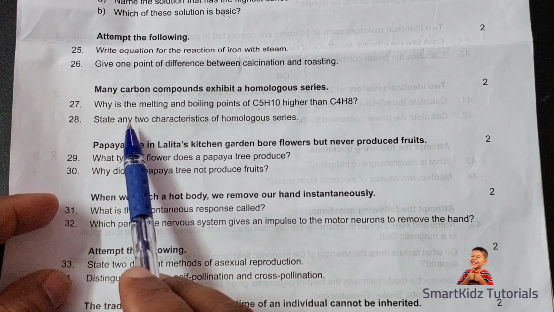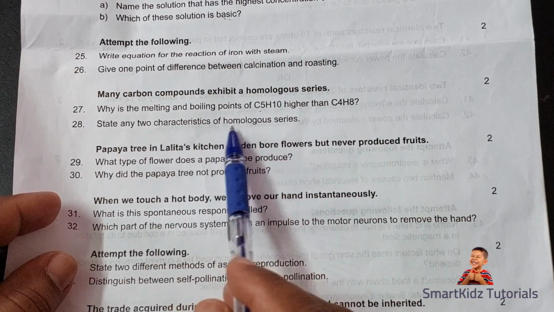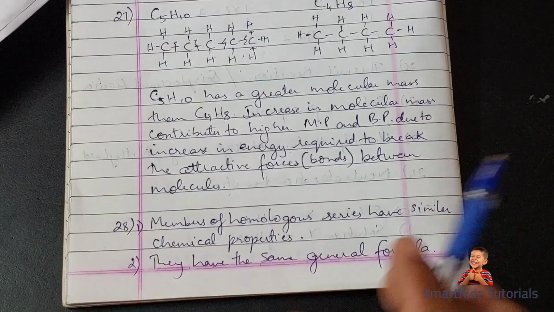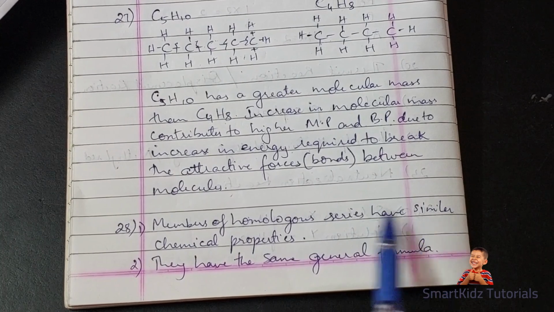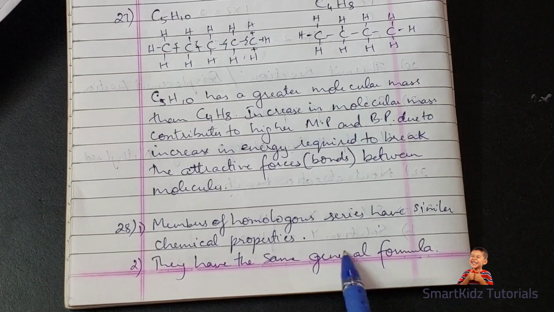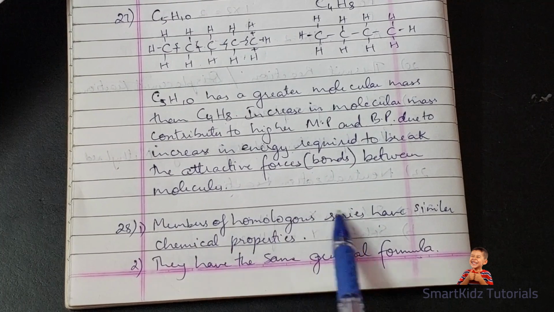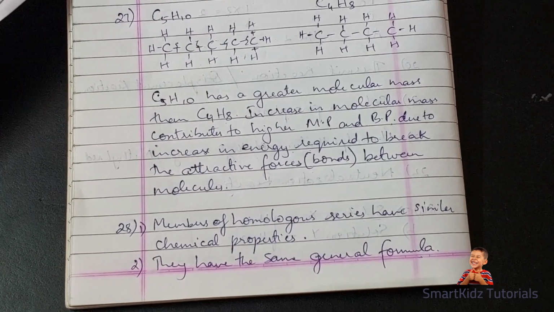Question number 28. State any two characteristics of homologous series. So you should know what homologous series are, so you can easily write them. I've written down just two of them. Members of homologous series have similar chemical properties. They have the same general formula. You can write down the general formula CH2. There are 3-4 of them. You can list any two of them. So I've listed only two over here.